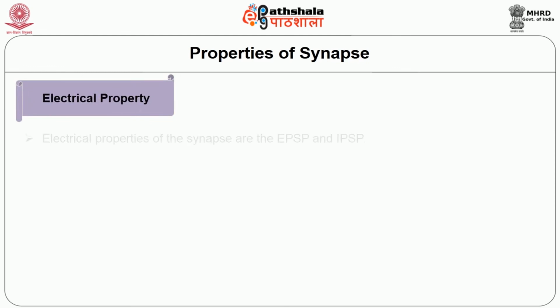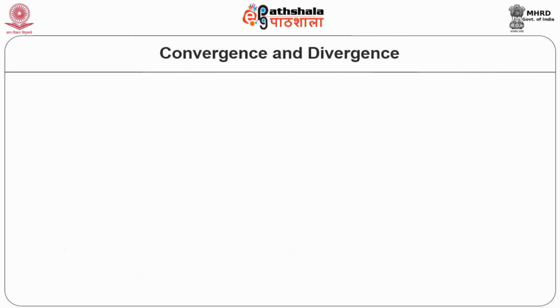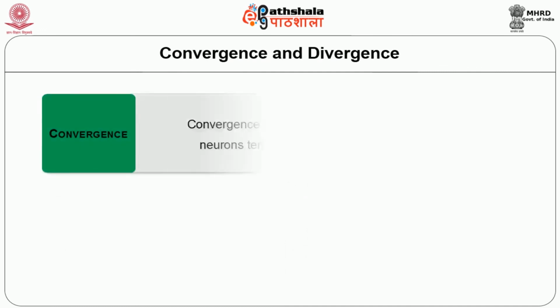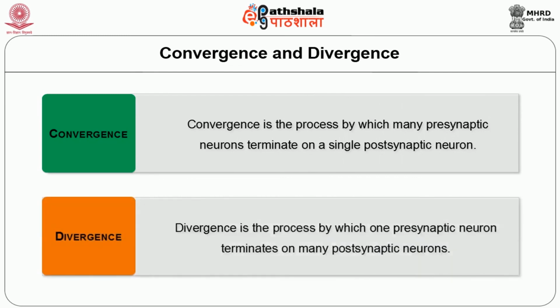Electrical properties of the synapse are the EPSP and IPSP. And convergence and divergence. Convergence is the process by which many presynaptic neurons terminate on a single postsynaptic neuron, and divergence is the process by which one presynaptic neuron terminates on many postsynaptic neurons.